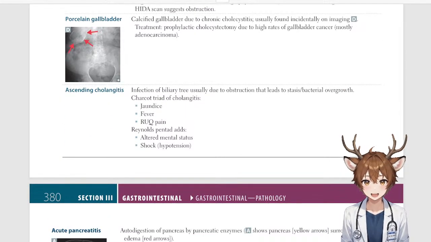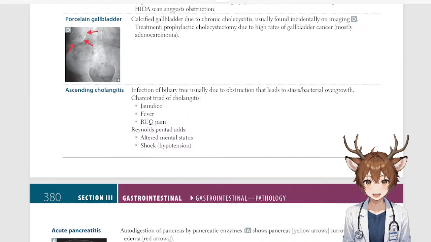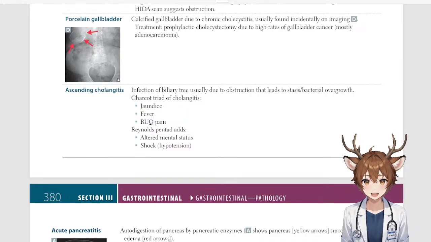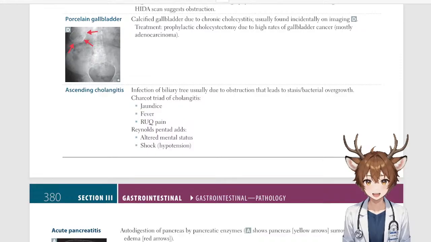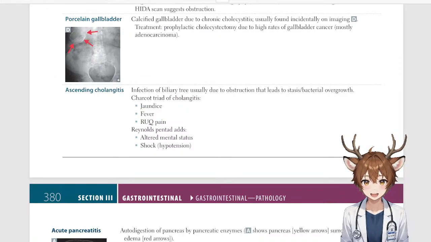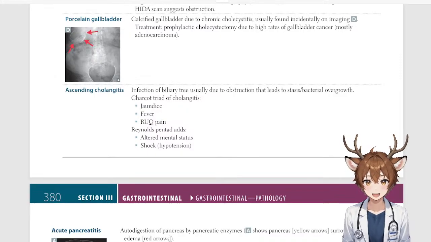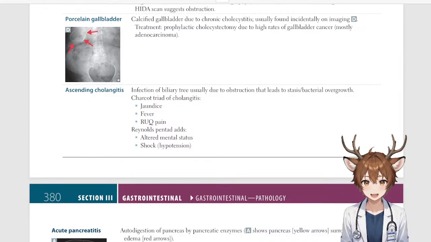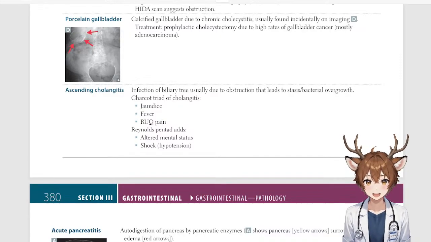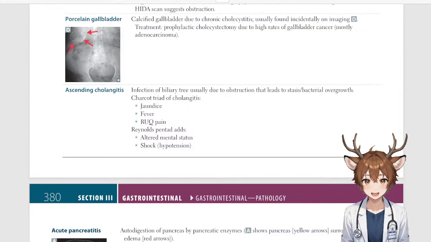And we have ascending cholangitis, which my book says acute cholangitis. It says here acute cholangitis, also known as ascending cholangitis. Infection of biliary tree, usually due to an obstruction that leads to stasis or bacterial overgrowth. Charcot triad of cholangitis includes jaundice, fever, and right upper quadrant pain. Reynolds pentad is the Charcot triad plus altered mental status and shock, hypotension.